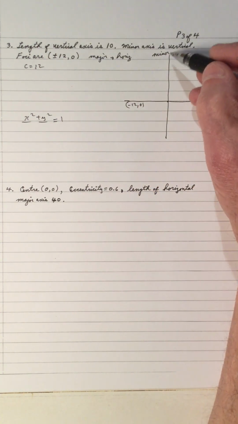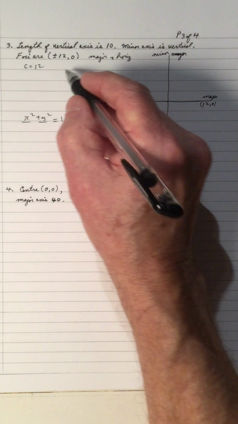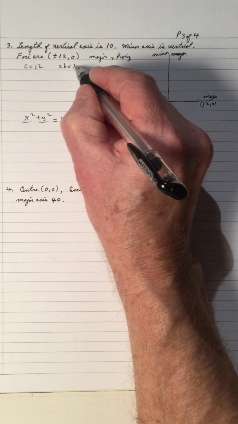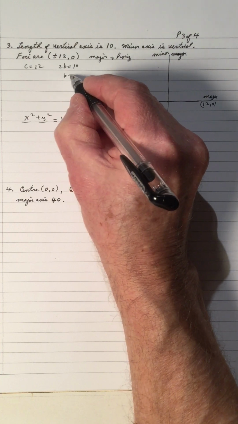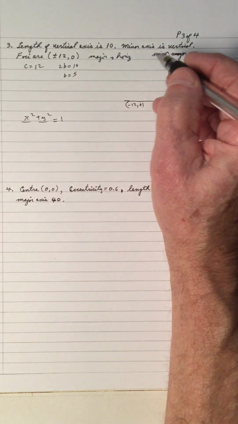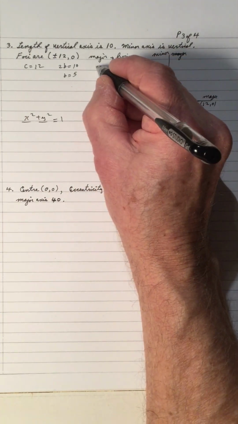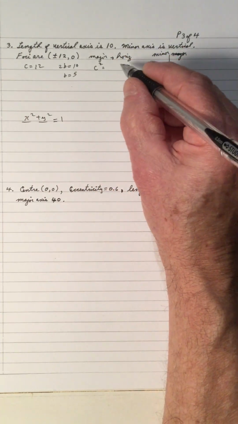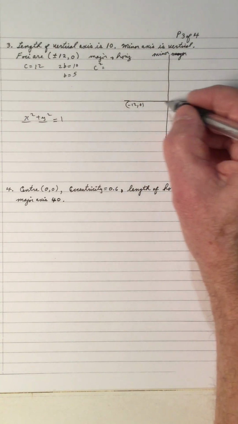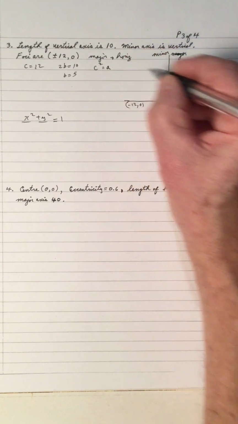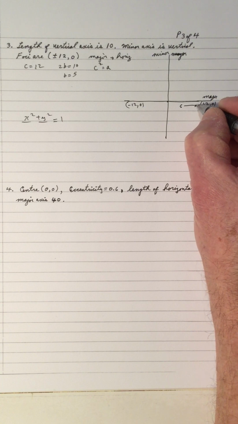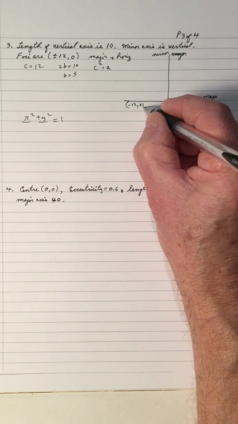And so that means the minor is 2b. The length is 2b equals 10. So that means divide by 2, I get 5. So we got C and we got B. So in an ellipse, C squared equals A squared minus B squared, or B squared minus A squared. The major is with the A. This is C here. This is negative C.